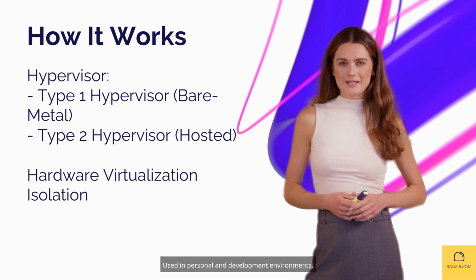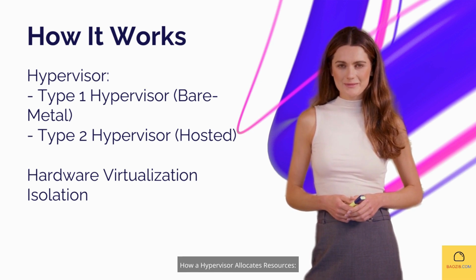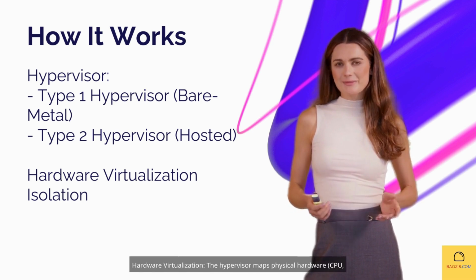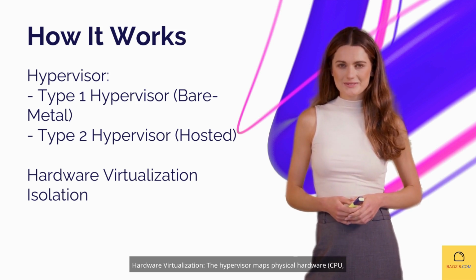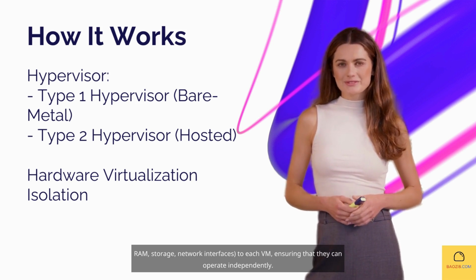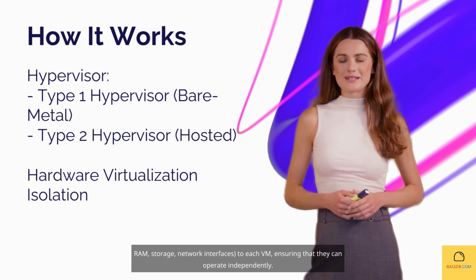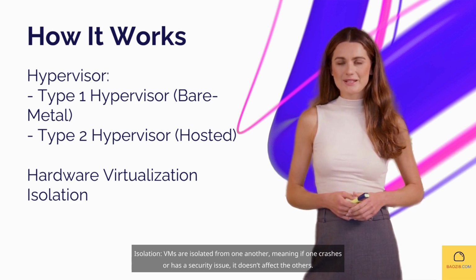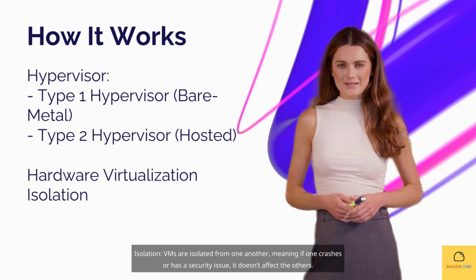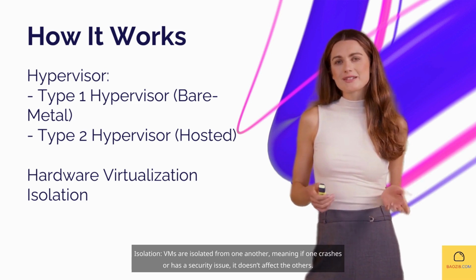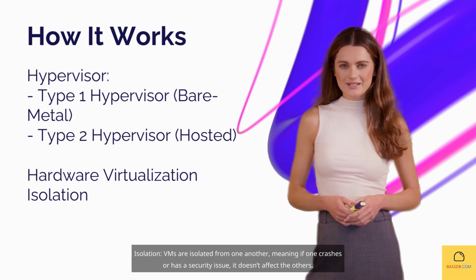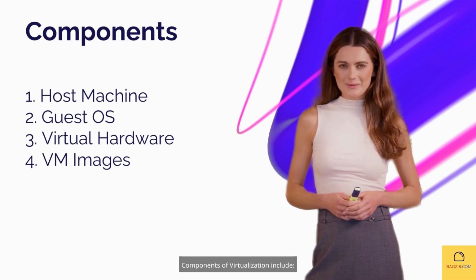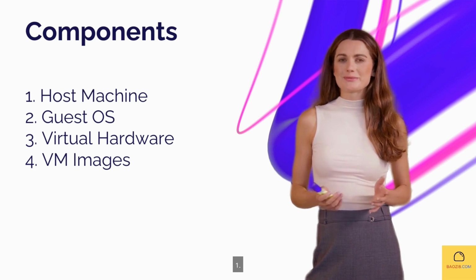How a hypervisor allocates resources. Hardware virtualization. The hypervisor maps physical hardware, CPU, RAM, storage, network interfaces to each VM, ensuring that they can operate independently. Isolation. VMs are isolated from one another, meaning if one crashes or has a security issue, it doesn't affect the others.